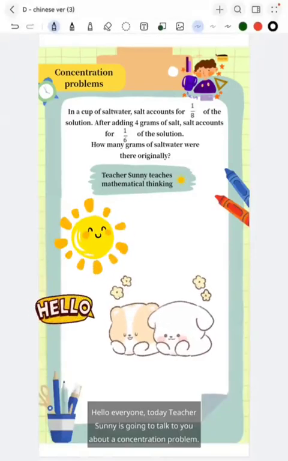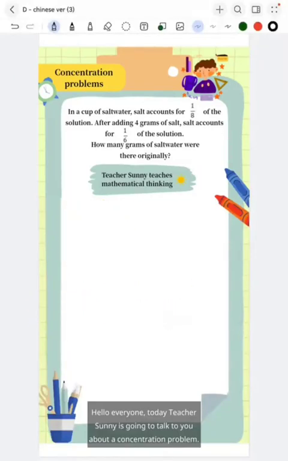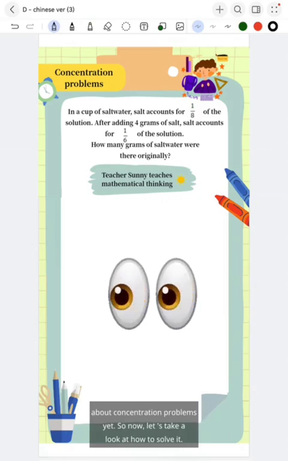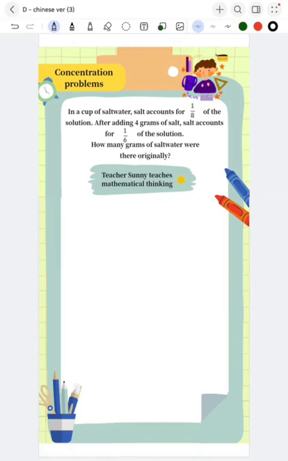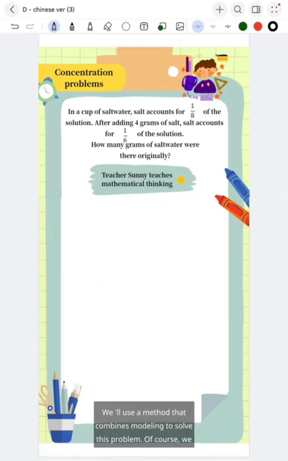Hello everyone. Today, Teacher Sunny is going to talk to you about a concentration problem. This type of concentration problem hasn't been discussed before. So now, let's take a look at how to solve it. We'll use a method that combines modeling to solve this problem. Of course, we'll also apply thinking strategies like equivalent transformation or quantity correspondence to tackle this question.